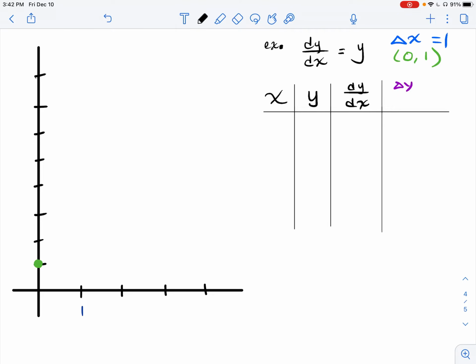So at our initial condition being 0, 1, our x value is 0, and our y value is 1. According to our differential equation, what's really nice about this particular differential equation is that it's really easy. It says that the change in y with respect to x, dy/dx, is simply going to be whatever your y is. So we look at whatever our y value was, and dy/dx is going to be equal to 1.